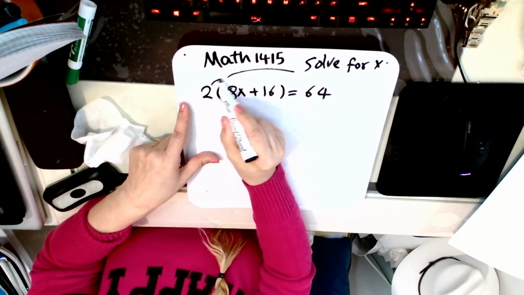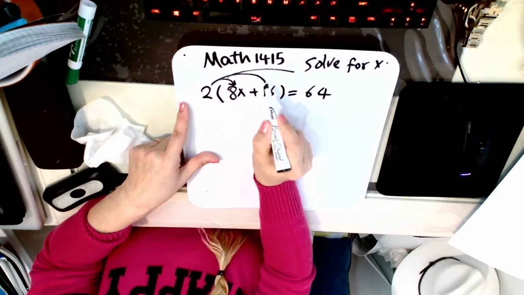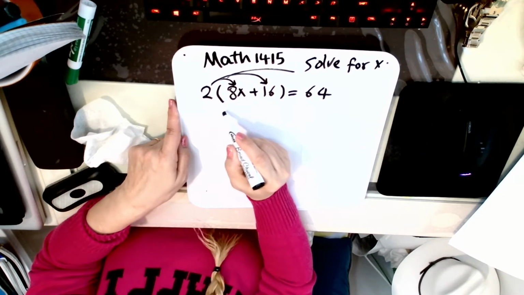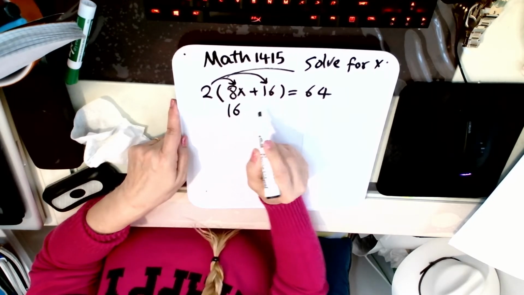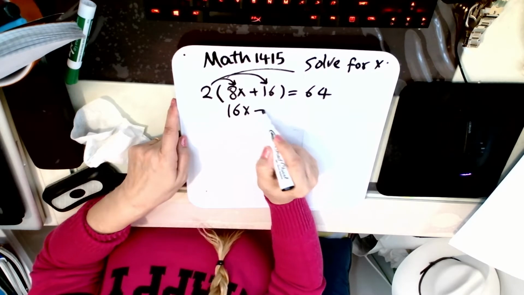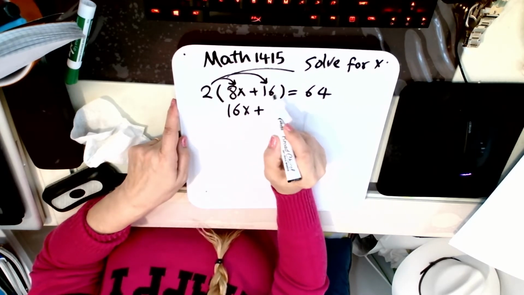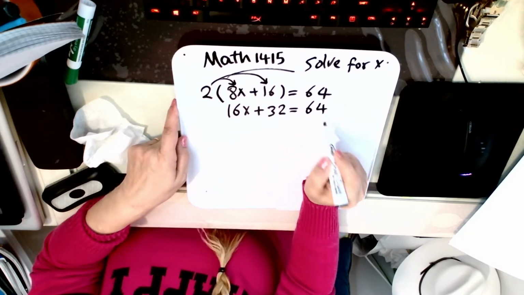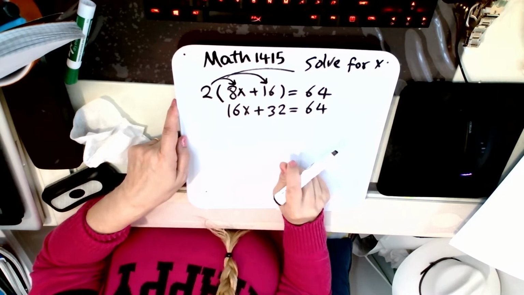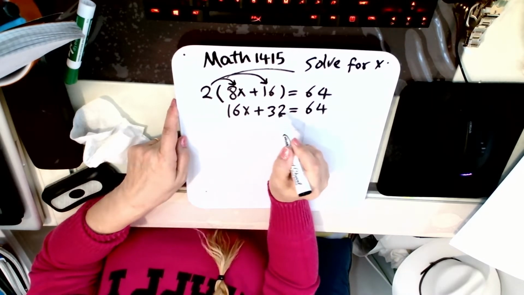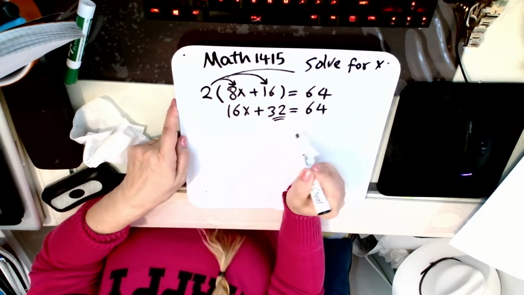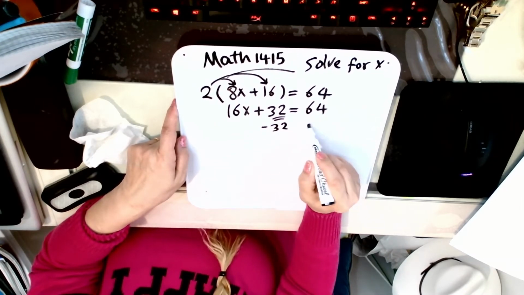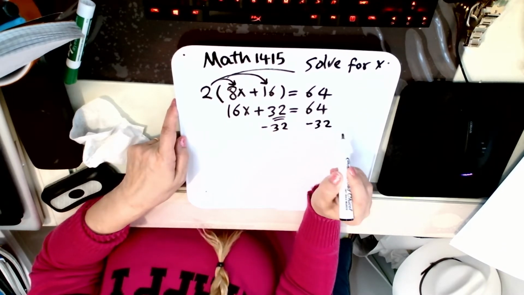You will distribute 2 to both sides. 2 times 8 is 16x, plus 2 times 16 is 32, equals 64. Done? Not done. So we need to move this 32 to the other side. So we're gonna subtract 32 from both sides.